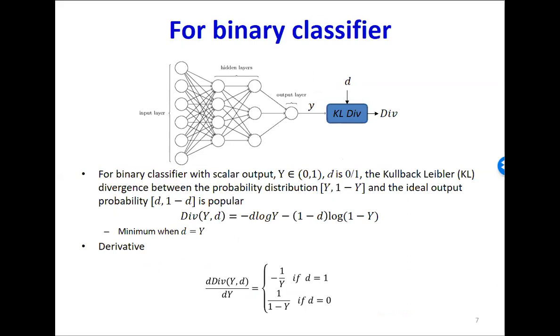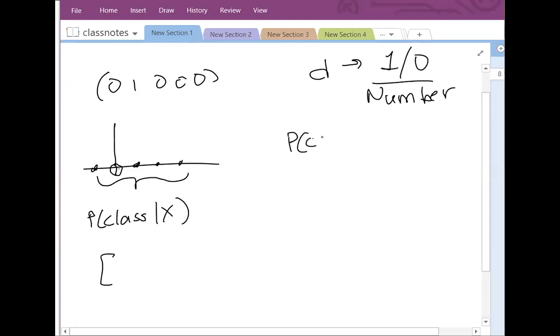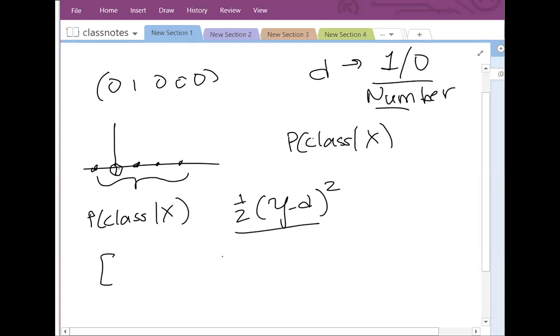For classification tasks, we saw that there are two ways of dealing with the definition of the divergence. If you have a binary classification task, then you just have a single output d, which is either going to be 1 or 0. One way to look at it is to say this is just a number. The other way to look at it is to say this is the probability of the target class given the output. If you simply look at it as a number, then the reasonable divergence is going to be half (y minus d) squared, and the derivative is going to be y minus d.